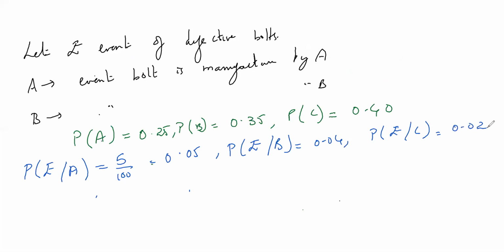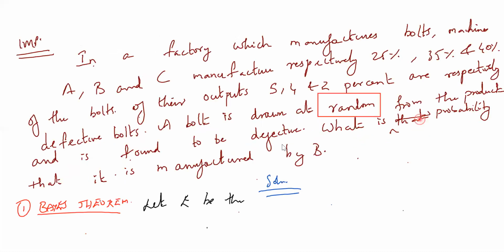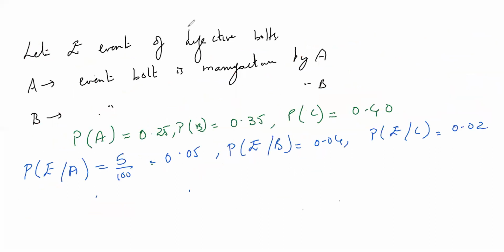Now come back to the question. The question is again what is the probability that it is manufactured by machine B? So which means a bolt is drawn at random from the product and is found to be defective. So what is the defective bolt? Correct, and it is manufactured by machine B respectively. So they have given us the clue here. It should be manufactured by machine B, so machine B is nothing but B. In B I have to find the defective bolt. E is my defective bolt.